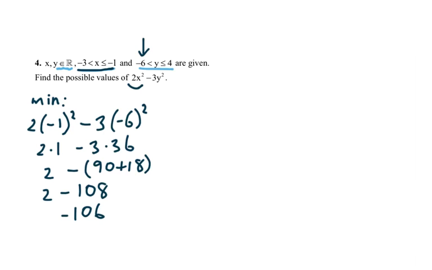All right, so for the maximum, let's look at a different colour here, I guess. For the maximum, we want 2x squared to be as big as we can, so it looks like we're going to pick the biggest value here, -3. So we can have 2 times -3 squared. And we want to subtract something very small.